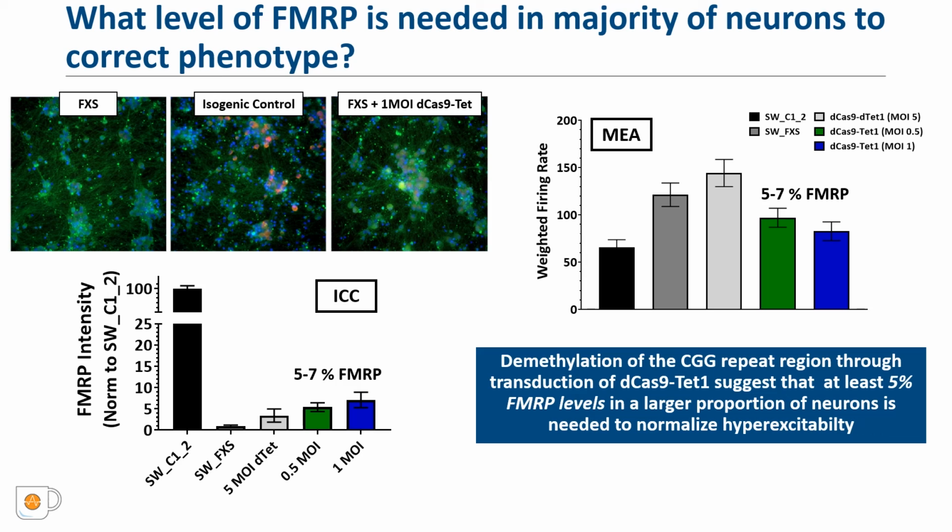The immunofluorescent images in the upper right-hand corner show that after transduction with the dCas9 TET1 construct, low levels of FMRP could be detected in the majority of Fragile X neurons. This is quantified in the lower left as around 5 to 7% FMRP levels. The MEA data is shown in the upper right-hand corner of the slide. This data demonstrates that Fragile X neuronal cultures that are expressing 5 to 7% FMRP levels begin to reduce this increased spontaneous activity. Therefore, demethylation of the CGG repeat region through transduction of dCas9 TET1 suggests that at least 5% FMRP levels in a large proportion of neurons is needed to normalize the Fragile X hyperexcitability phenotype.